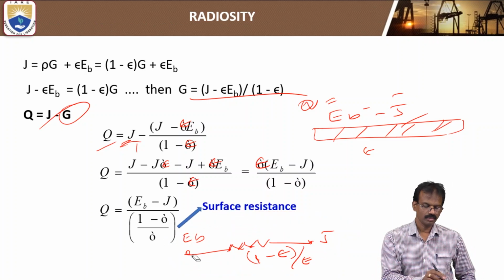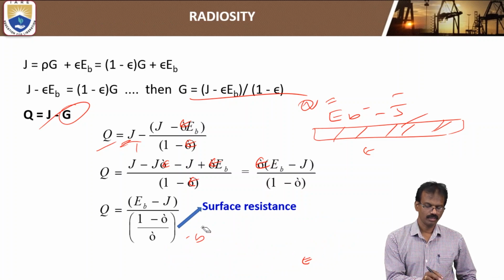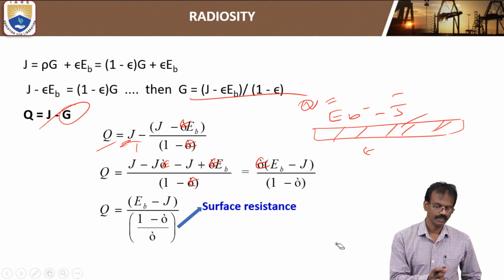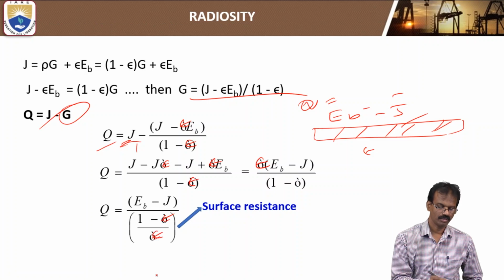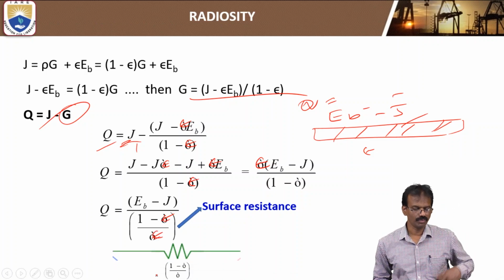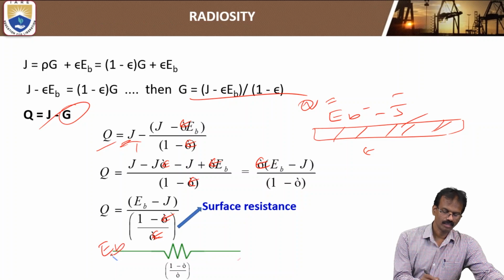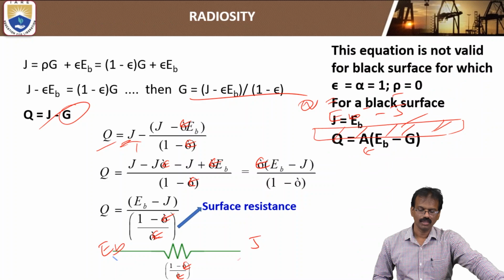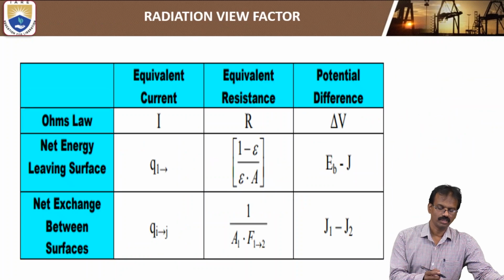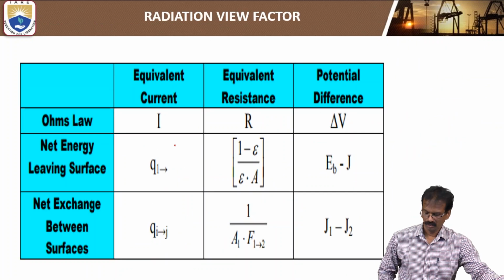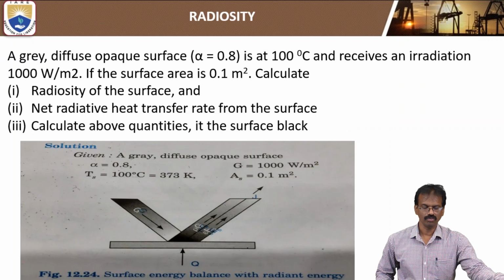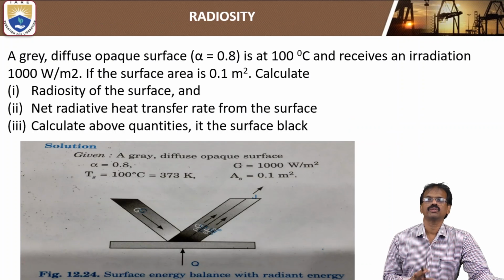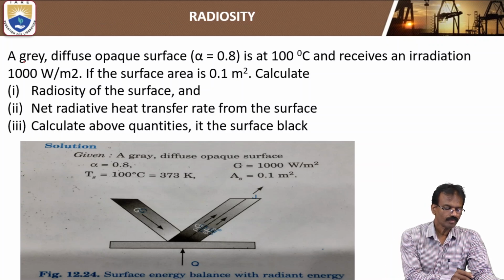So this resistance is nothing but surface resistance. What is this one? (1 minus epsilon) by epsilon is the surface resistance. This formula is very important. This is the EB, this one is the J, (1 minus epsilon) by epsilon. So the radiation heat transfer rate in a particular surface we can derive like this. This was compared with the electrical analogy. You can take this one. We will see one numerical which is based on this formula.